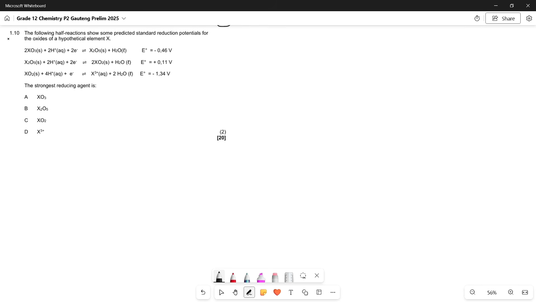And then last question here, 1.10 says, the following half reactions show some predicted standard reduction potentials for the oxides of a hypothetical element X. So we have 2XO3 solid plus 2H plus 2e minus goes to X2O5 solid plus H2O liquid. So these next ones are quite similar as far as the H's over here, just with different balanced numbers, the electrons breaking off and then forming water. On the right side, we have some sort of variation of X, and the left side, we also have some sort of variation of X bonded with O. So what they're asking for here is the strongest reducing agent, and we have to see whether it is XO3, X2O5, XO2, or the X3+.